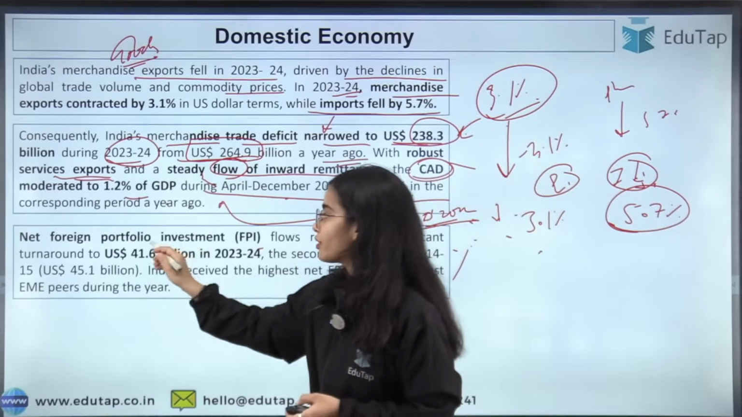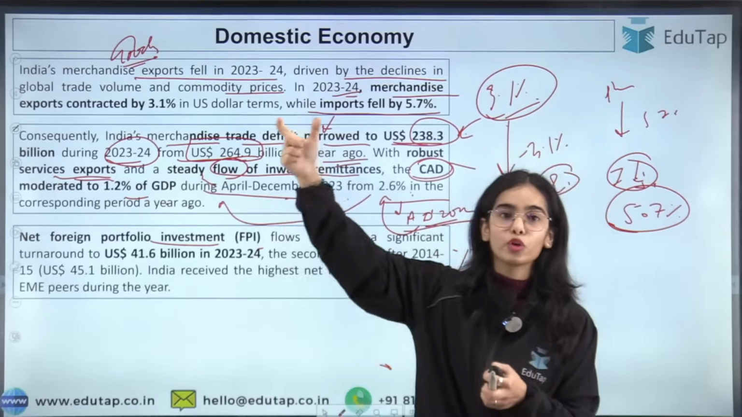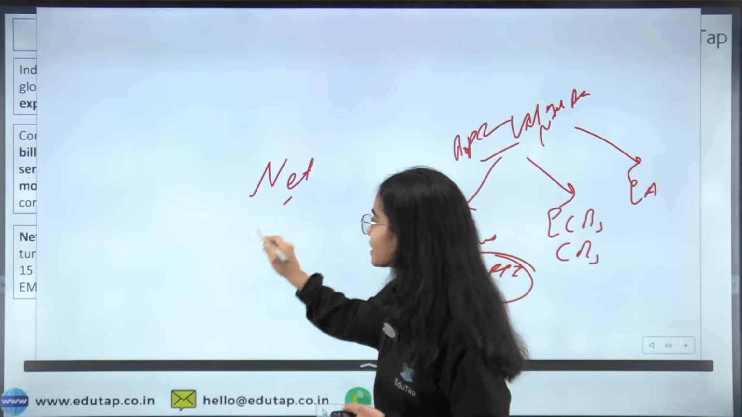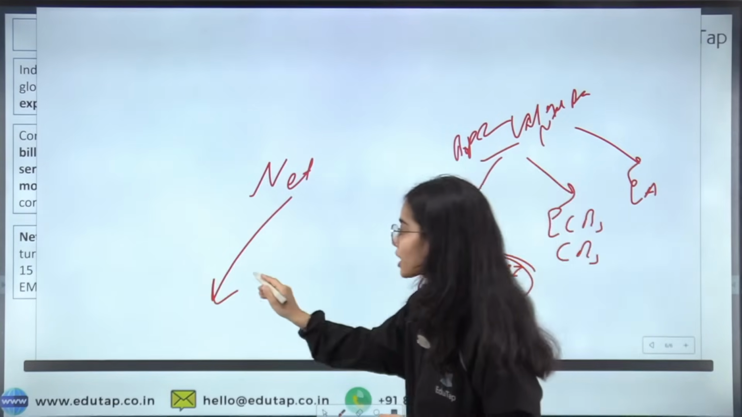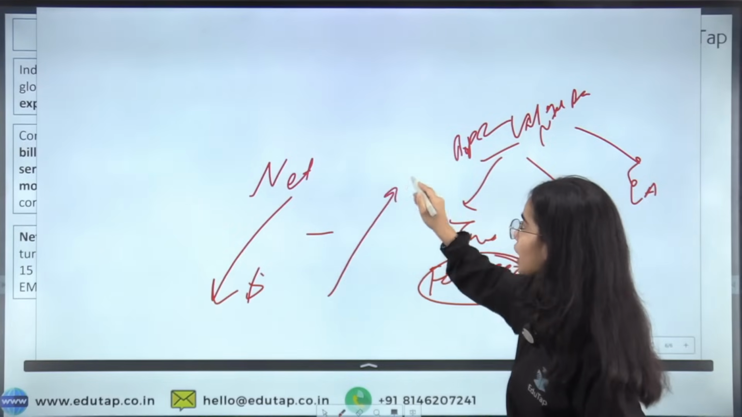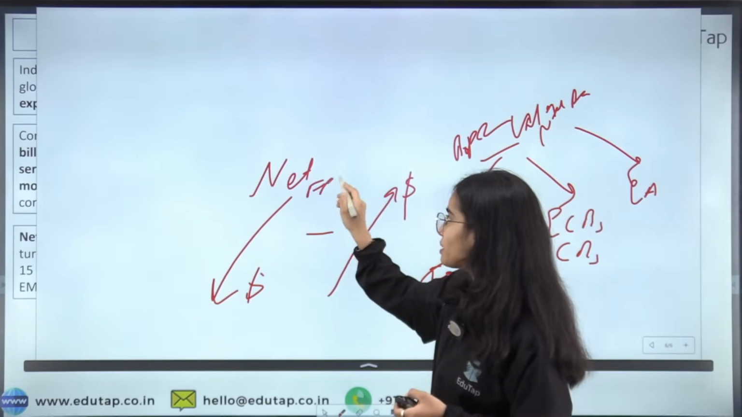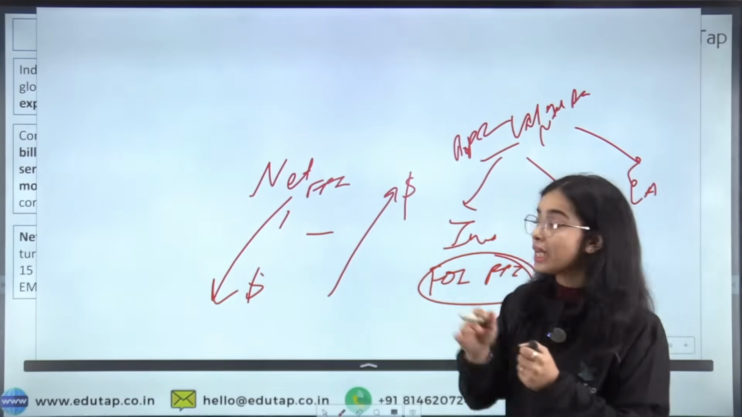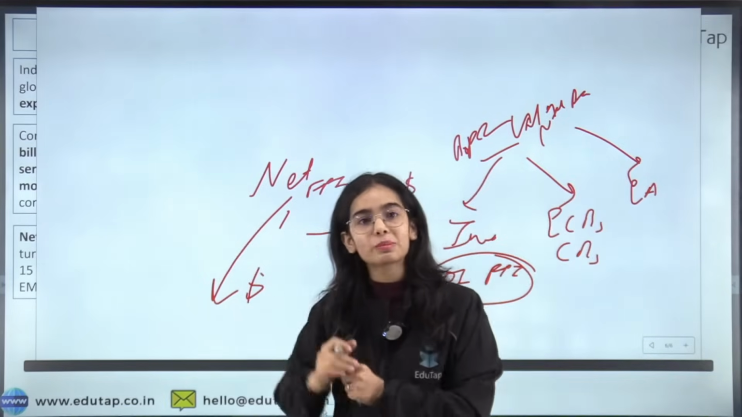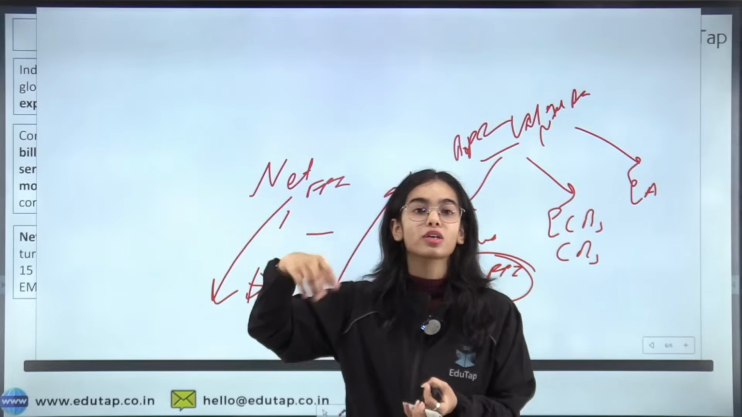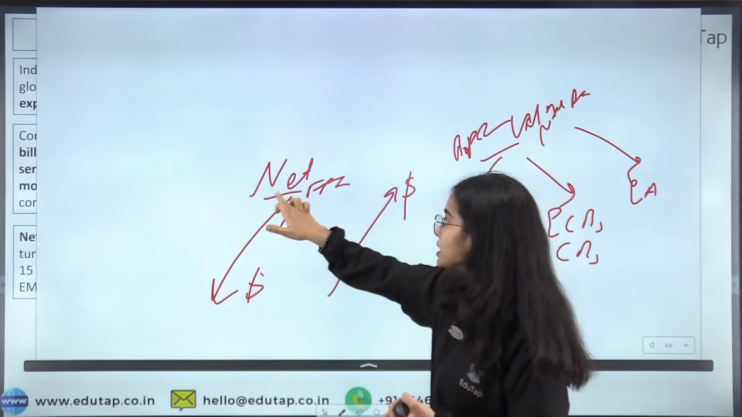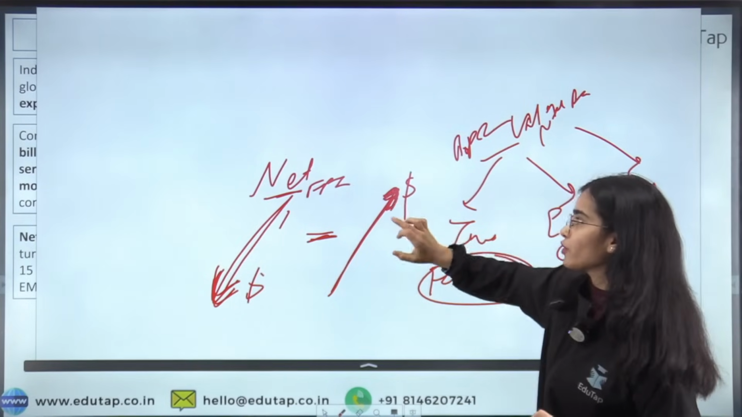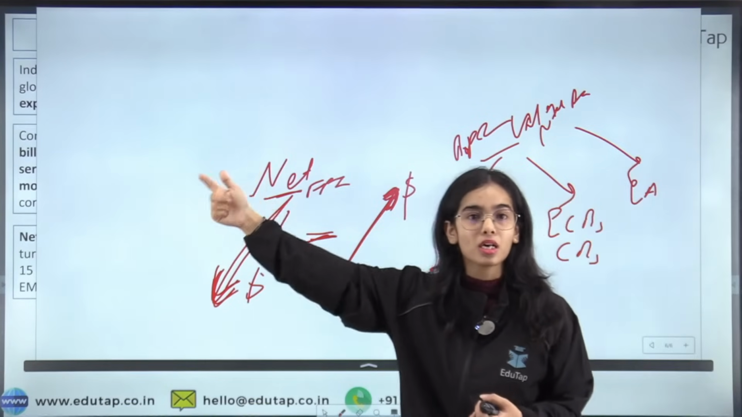So net foreign portfolio investment. Net foreign portfolio investment means portfolio investment is coming into our country. Whenever there is the term net, always remember that the dollars are coming into our country, minus the dollars going out of our country. Foreign portfolio investment is coming into our country, as well as we are also doing some foreign portfolio investment in other countries. We are also investing in US stocks, in UK stocks and such. So net means foreign portfolio investment coming into our country, minus what is going out, done by Indian investors in outside markets.